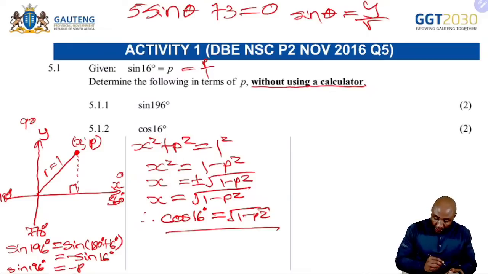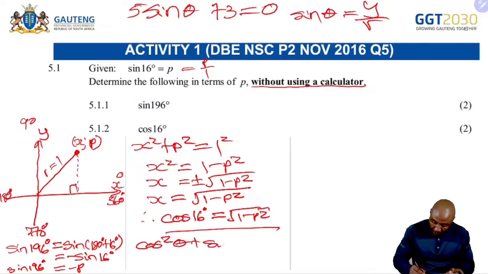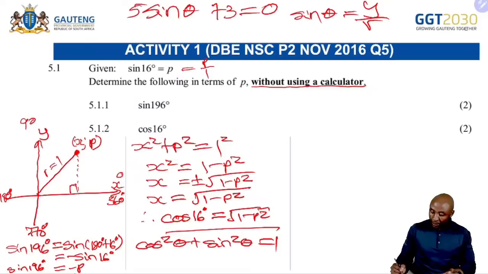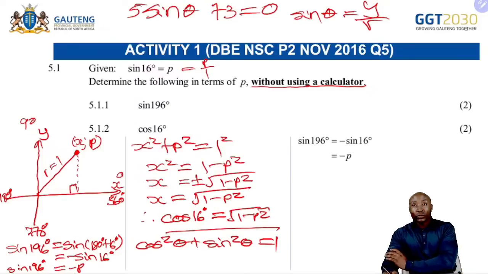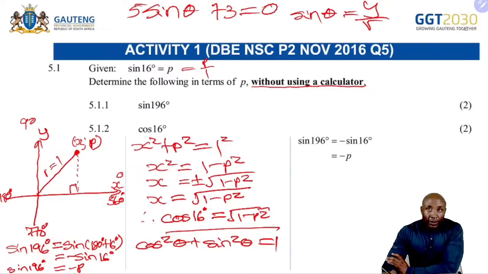The other alternative that I spoke about: you are able to know that cos squared theta plus sine squared theta is equal to 1. So then you are going to substitute sine 16 squared, and then it will take you back to cos 16 degrees is equal to plus minus the square root of 1 minus sine squared, and then you get your solution there.